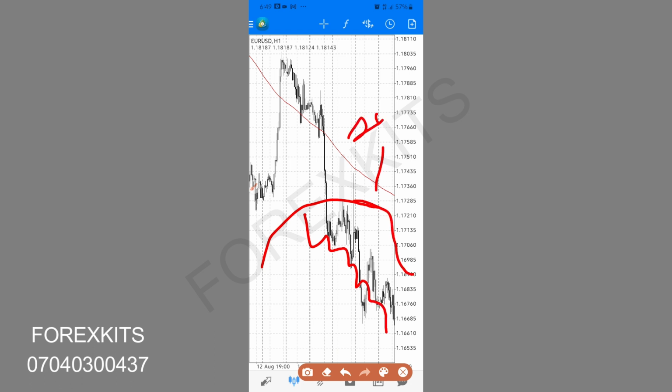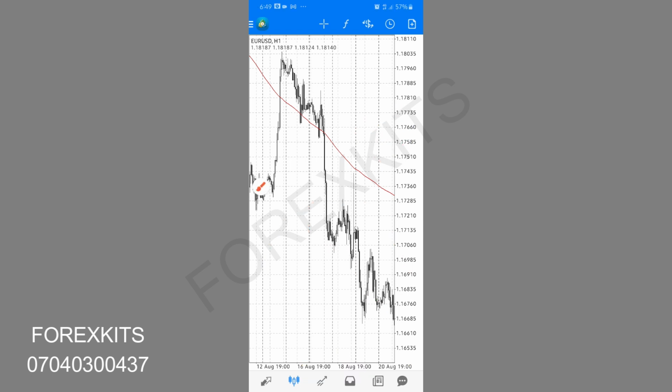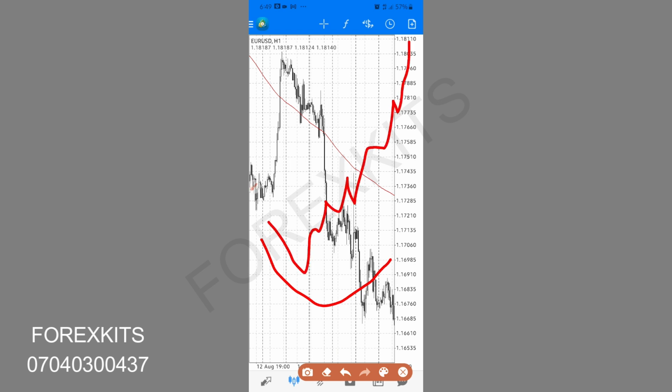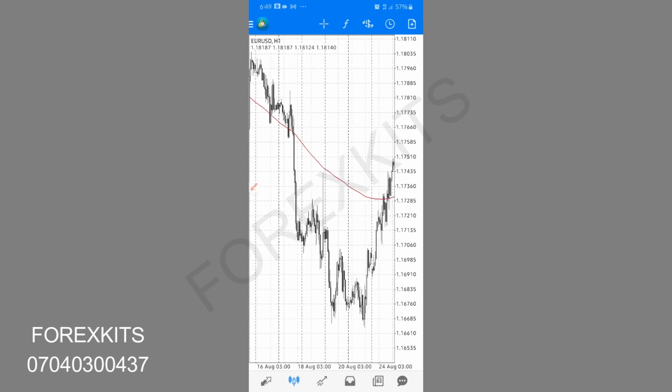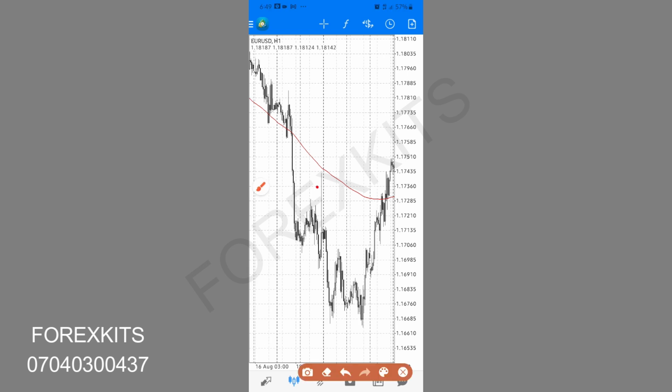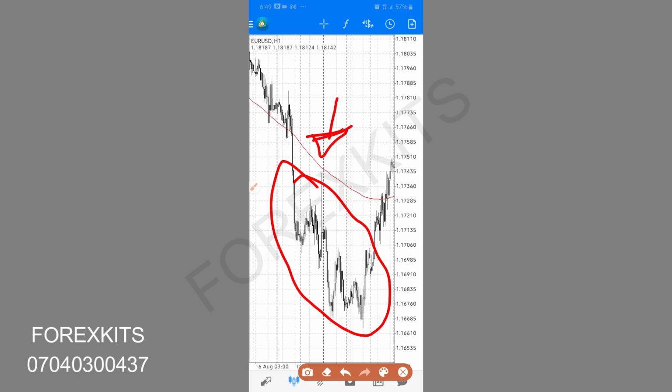So this is the 200 MA, okay? This is a signal that we are in a downtrend. And if you have the 200 MA printed down and then you have candlestick formations upwards, that means that we are in an uptrend, okay? So a clear example, look at this area here. You can see that candlesticks were below the 200 MA. So this was a signal that we are in a downtrend.